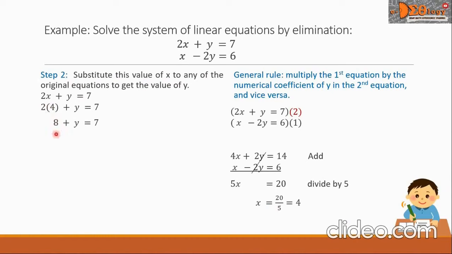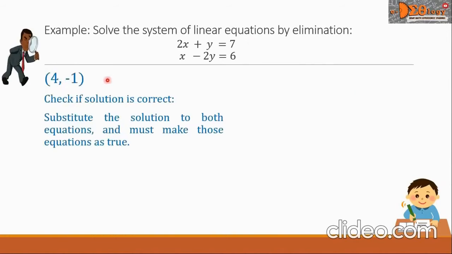Let us transpose the number 8 to the right side. The sign must be changed. So this is positive, it becomes negative. So we have now y equals 7 minus 8, and this is equal to negative 1. So y equals negative 1. Let us write the x and the y as an ordered pair. So we have 4, negative 1. And this is the solution of our system of linear equations here.